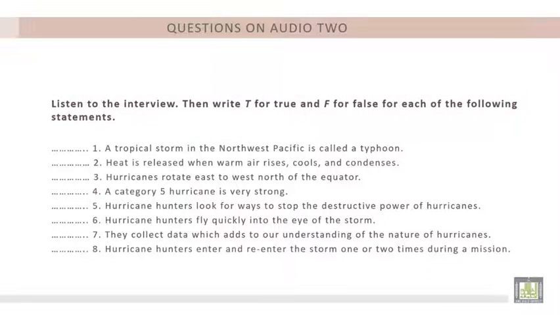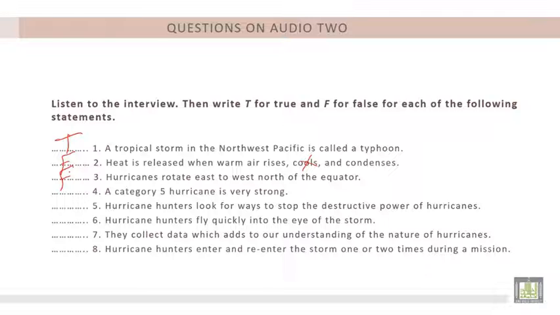1. A tropical storm in the Northwest Pacific is called a typhoon. This is a true statement. 2. Heat is released when warm air rises, cools, and condenses. This statement is false, because heat is released when warm air rises and condenses only. 3. Hurricanes rotate east to west north of the equator. This statement is false, because hurricanes rotate west to east north of the equator.